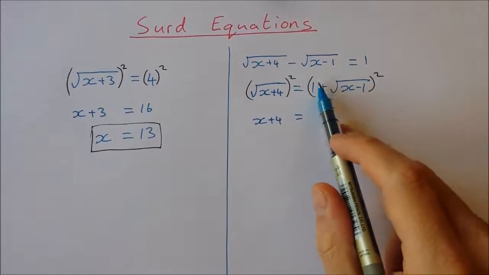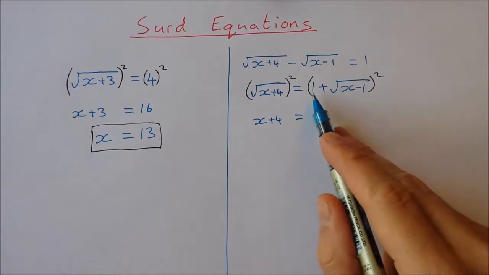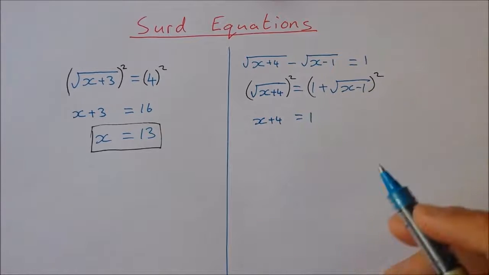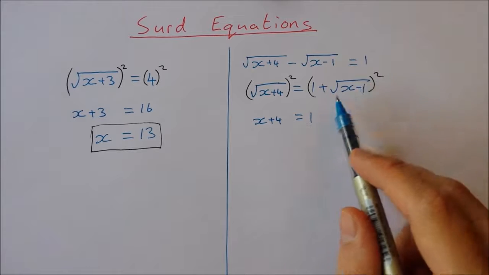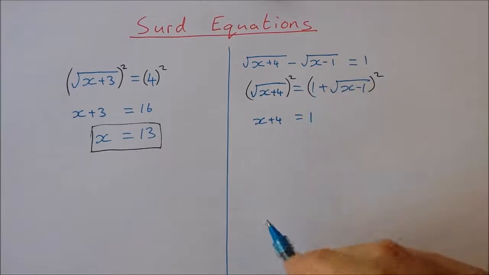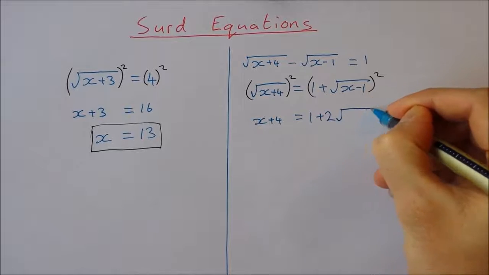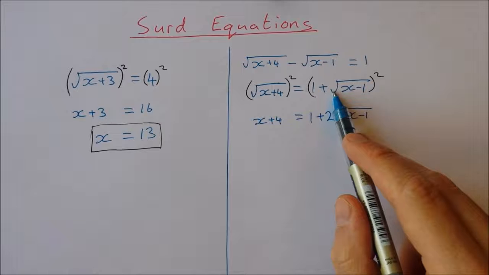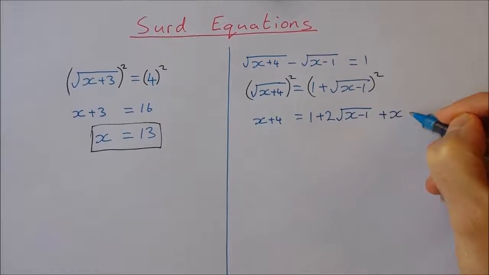Now squaring out this, so we've two terms, we've 1 and we've the square root of x minus 1. So it's the square of the first term, so 1 squared is 1. It's twice the product. The product of 1 times the square root of x minus 1 is the square root of x minus 1. Twice that is plus 2 square root x minus 1. And then the square of the square root of x minus 1 is x minus 1.